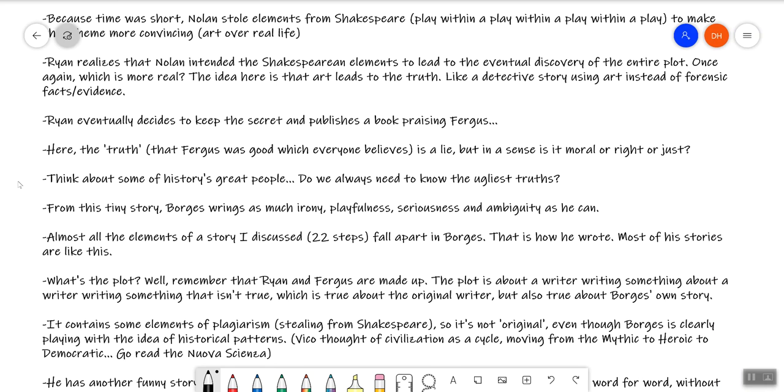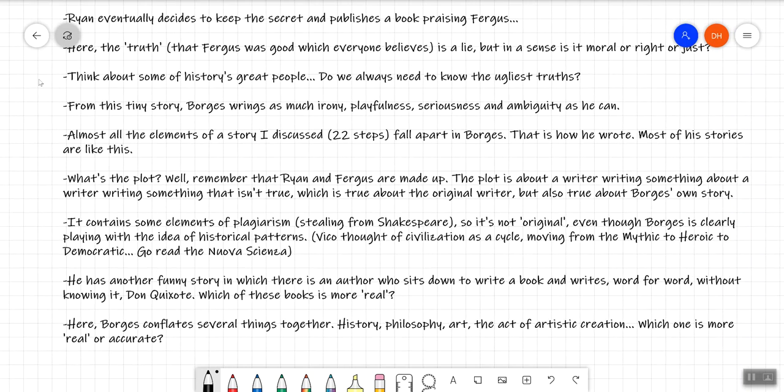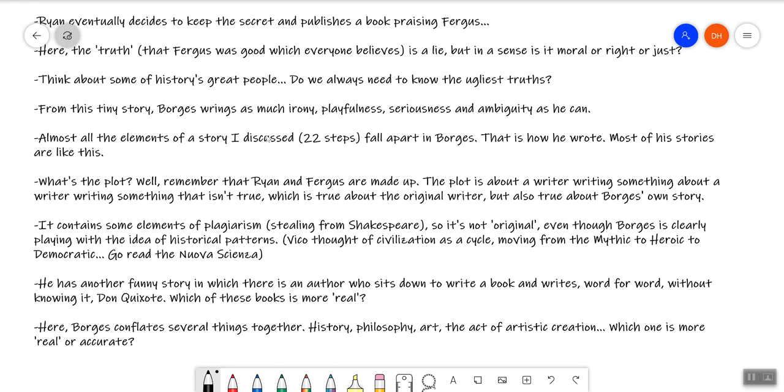So, for this tiny story, however, Borges wrings as much irony, playfulness, seriousness, and ambiguity as he can out of it. Okay? Almost all of the elements of a story I discussed, all those 22 steps, fall apart in most of Borges's stories. Now, almost all of his stories are like this. I'm looking right now at two of his books, The Aleph and Labyrinths, both very, very fun books. Most of his stories aren't all that long, too, so you can usually get through them pretty quickly.